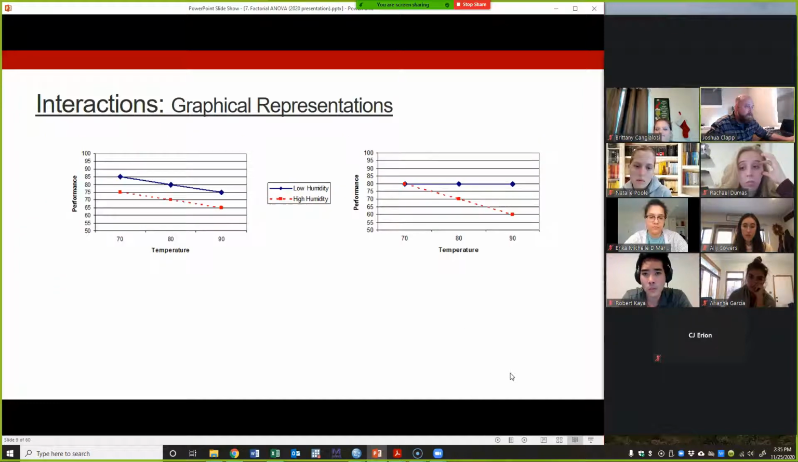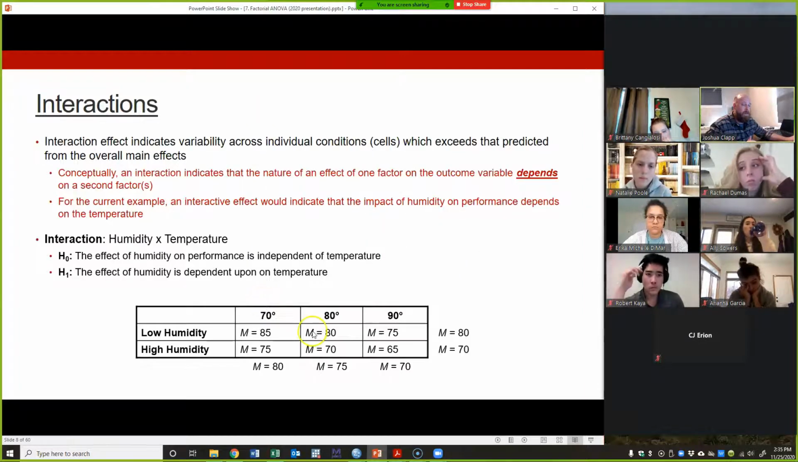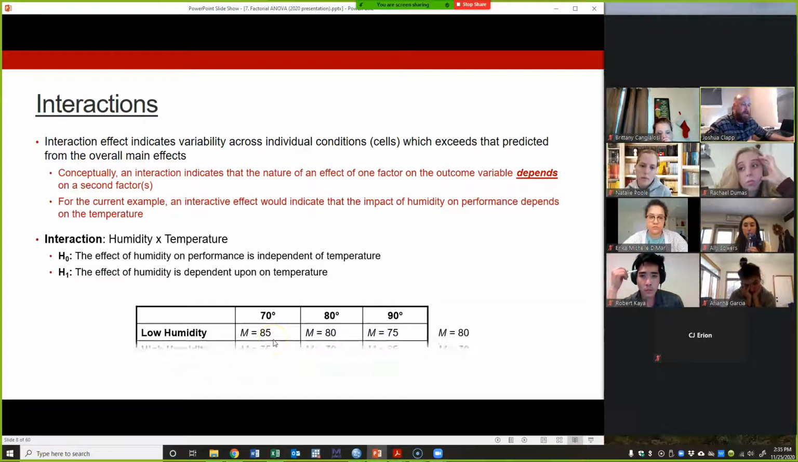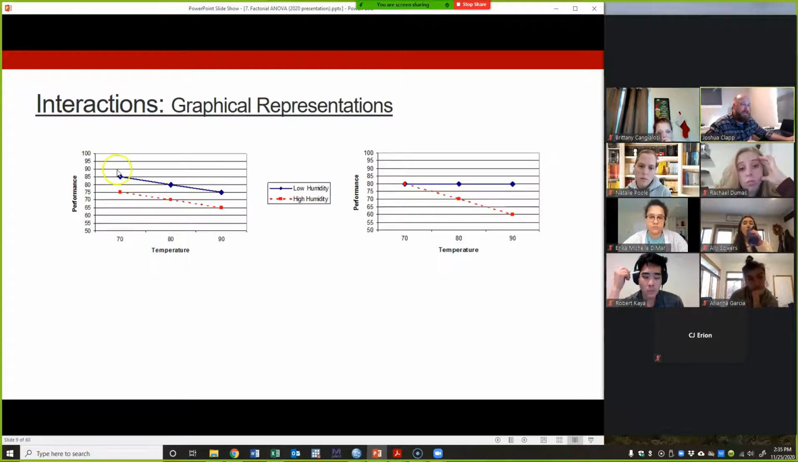Okay, and this is where we finished last time, talking about how this starts to become very easy to see if we're presenting things graphically. Okay, so here is our first example. This one. Okay, we're seeing that as temperature increases, performance decreases, both for low and high humidity. It's decreasing the same at each temperature level. The difference between low and high humidity is the same. Everything's staying even Steven. We've got these parallel graphs suggesting that there's no interactive effects here.